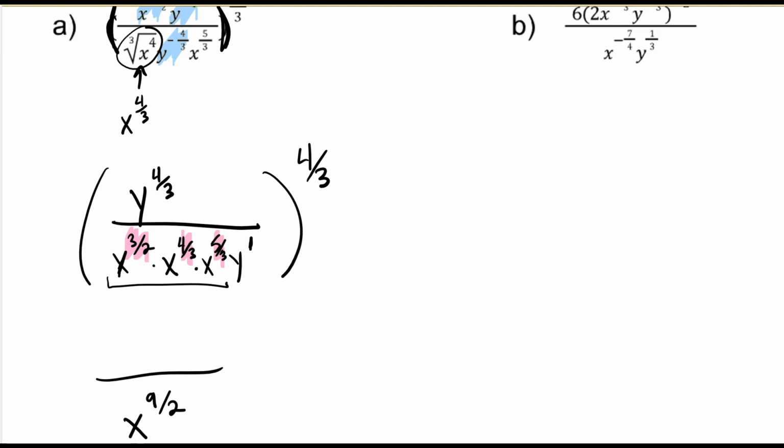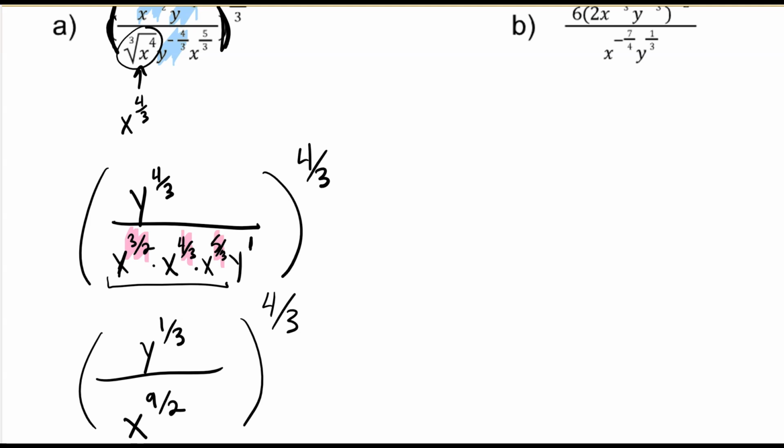And similarly, I notice I am dividing y to the 4 thirds by y to the first. So I can subtract those exponents. That one you could probably do in your head, right? 4 thirds minus 1, or 3 thirds, should be y to the 1 third. And still, I need to keep in mind, I'm raising all of this to the 4 thirds.